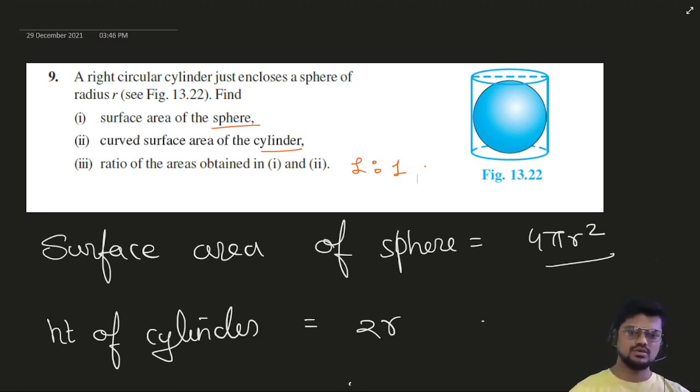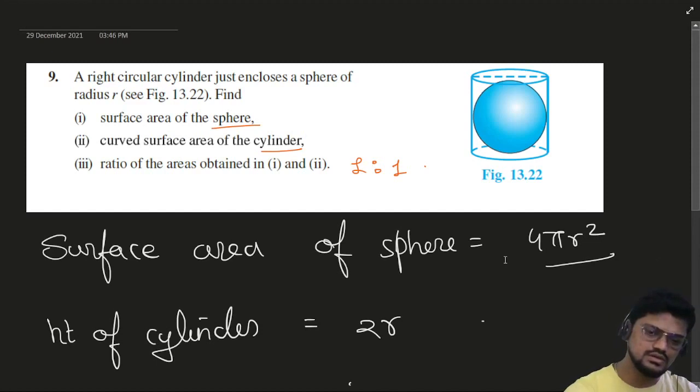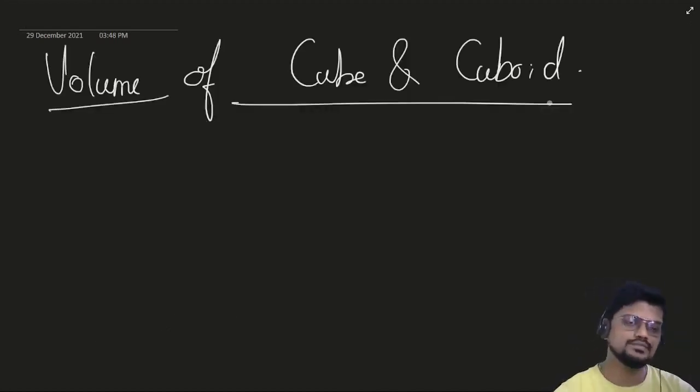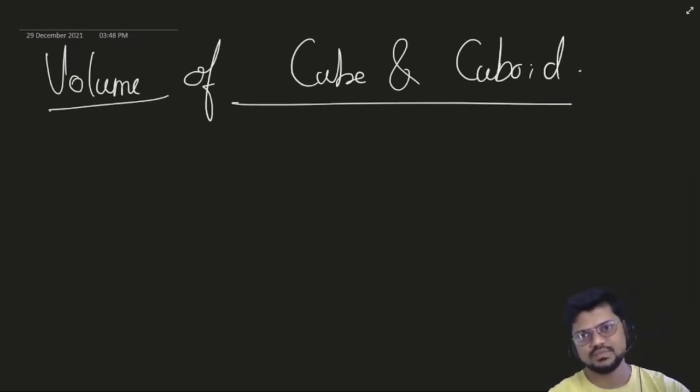Fine. Now the next thing is we have to start with volume of cube and cuboid. Now what is the volume of a cube? If anyone of you knows. Side cube, exactly.